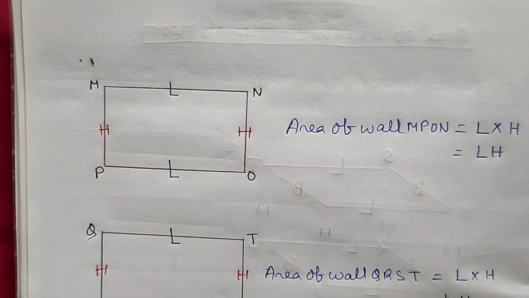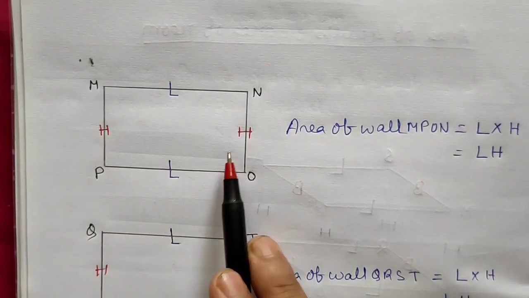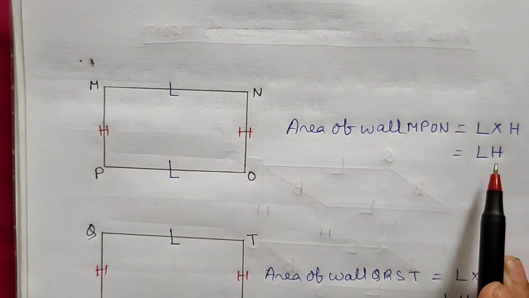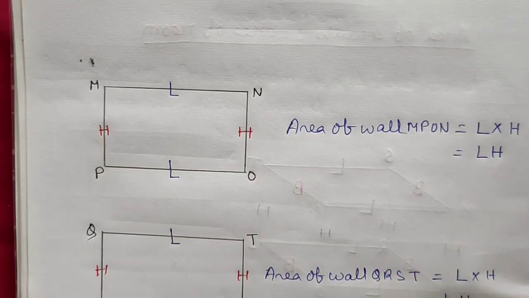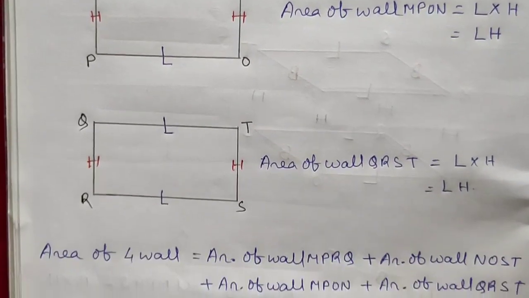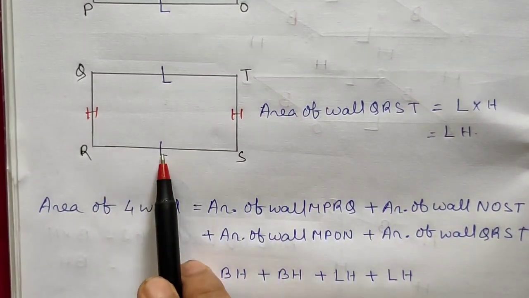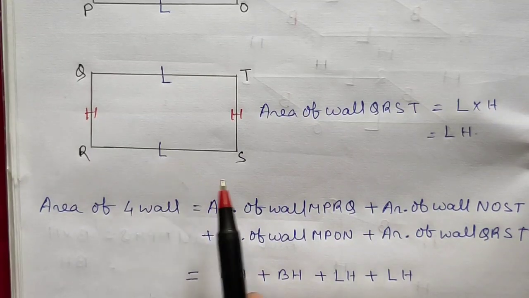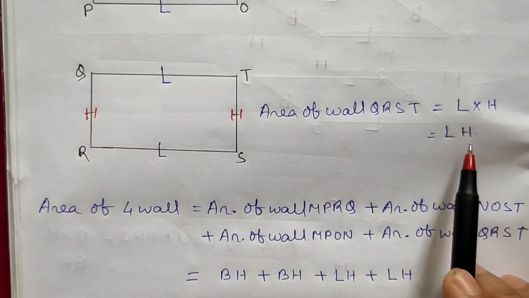In the third wall, we have height H and length L, so its area will be L into H, that is LH. In the last wall, we have height H and length L, so its area will also be L into H, that is LH.